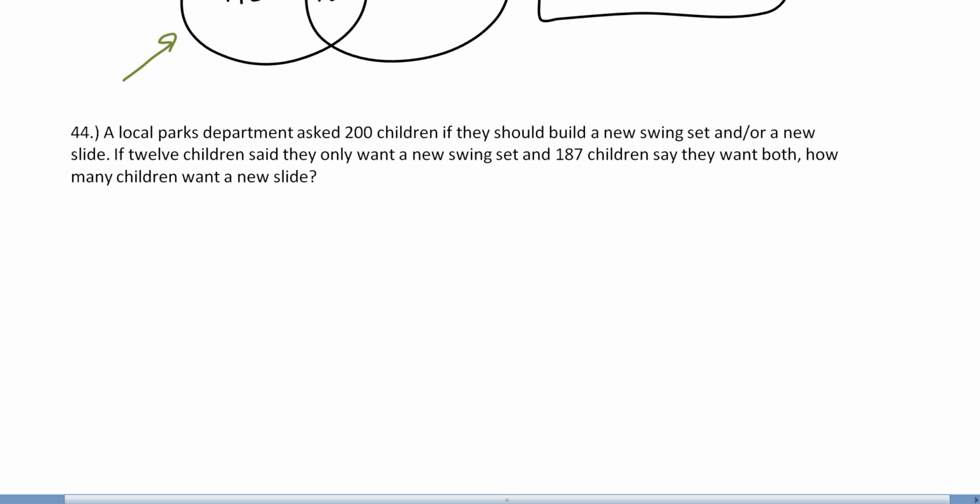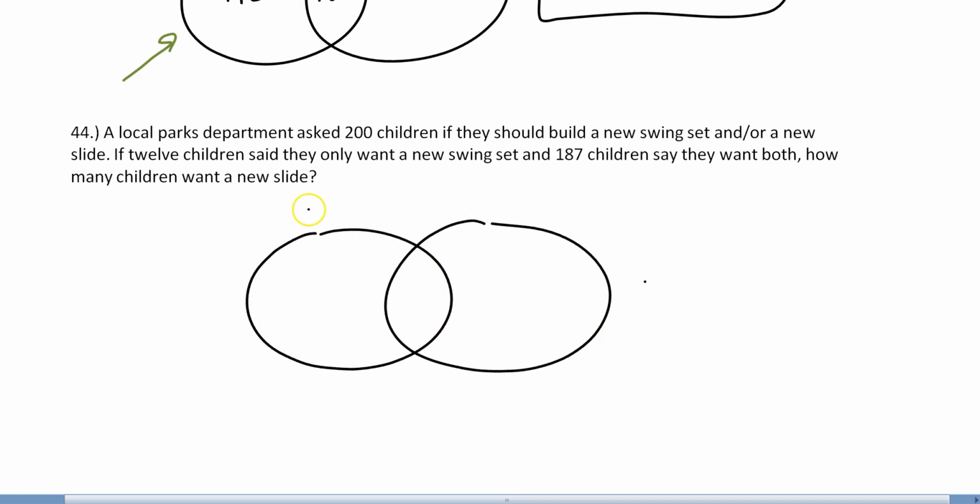This one, 200 children are surveyed by the Parks Department, and they want to know if they should build a new swing set and or a new slide. And so here's how the surveyed children broke down. Let's see, we've got the swing and the slide.